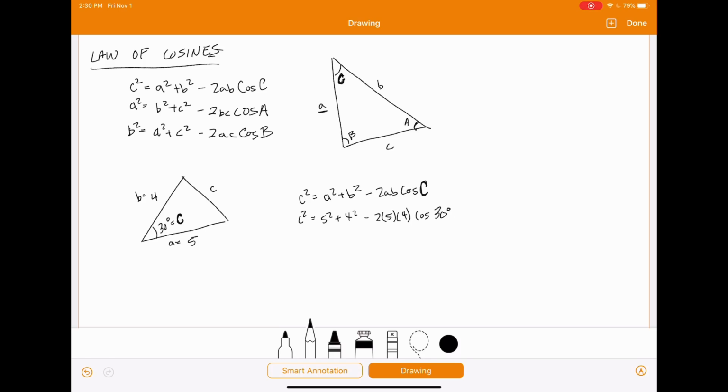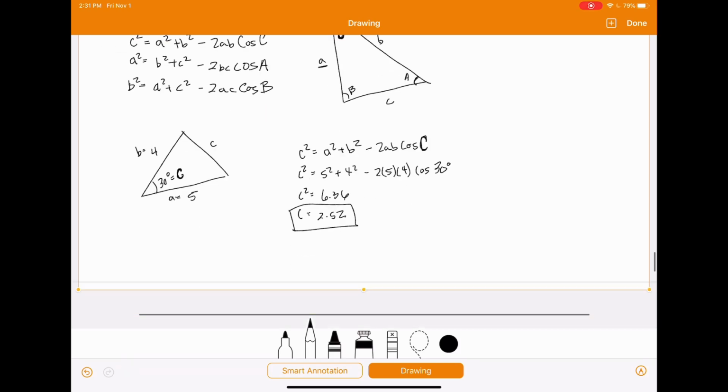All right, you stick that all in a calculator to get c squared equals 6.36. Take the square root of both sides. You'll get c equals 2.52. And that would be your answer.